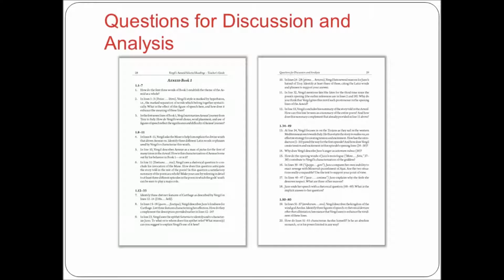You can see here some samples of the questions provided in the Teacher's Guide. Note that the questions are divided into sections that match the gray box summaries in the student text. Therefore, for example, Section Book 1, lines 1 through 7, has its own English description gray box in the student text.